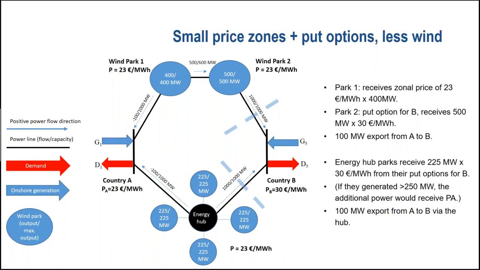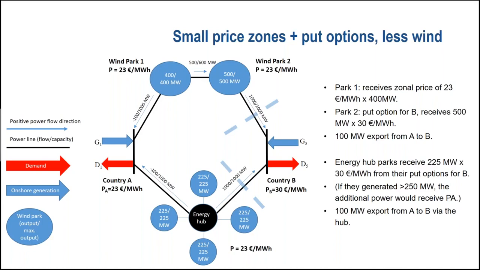Now, if there's less wind, the situation becomes simpler. All parks are in a zone with a price of 23. However, they can still use their options to sell in country B. So this improves the revenues of the energy hub because now they can only produce 225 megawatts. And since they each have a 250 megawatt option for country B, they can sell all their output at the higher price of country B, improving their revenues.